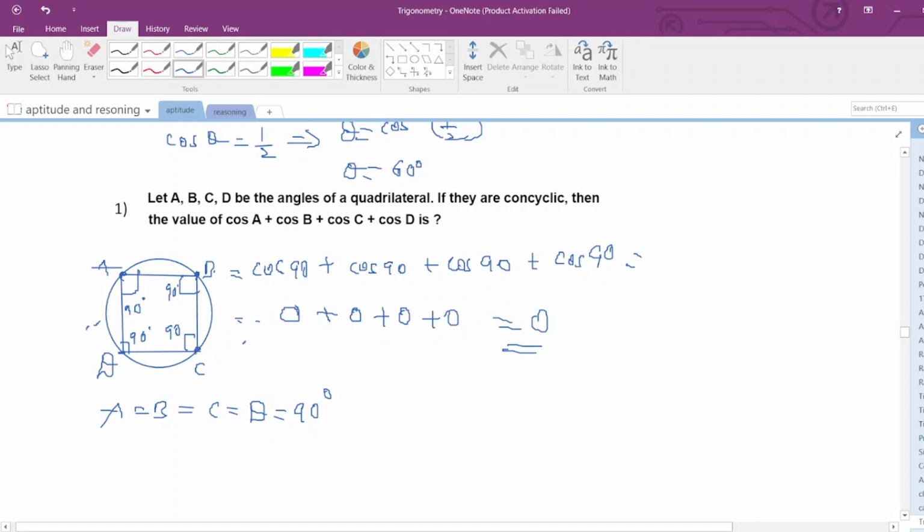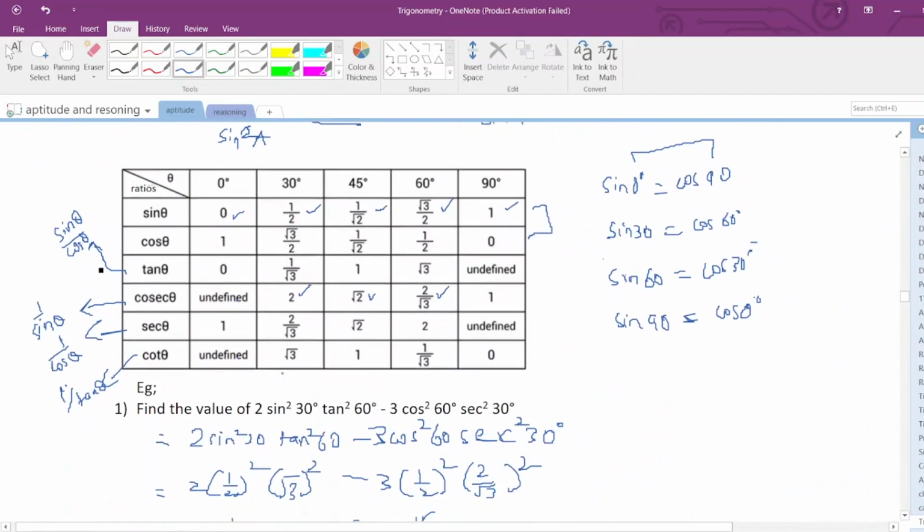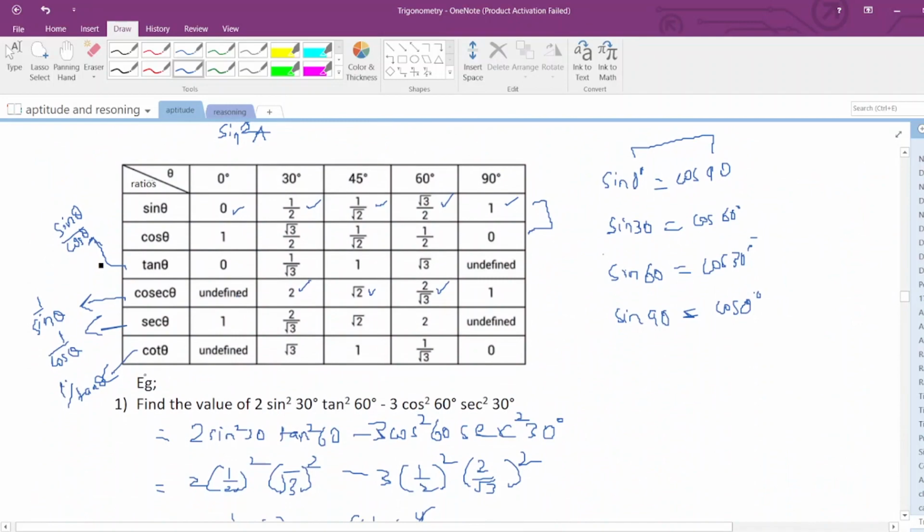Once we do this, by looking at the picture itself we can say that all are right angles, which is 90 degrees. So angles A, B, C, D are equal to 90 degrees. Then substitute 90 and we all get 0. So these are basically basic questions, based on the trigonometry table.